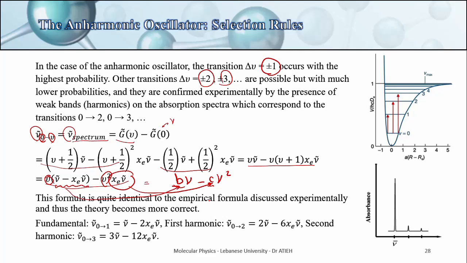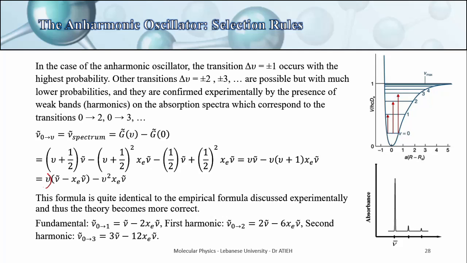We have seen that the transition delta nu equals plus 1 has the highest probability. So just substitute for nu 1. Okay, so substitute 1, so you will get this equation. Now this is called the fundamental wave number. It's the wave number for a transition from 0 to 1, which is the most probable.